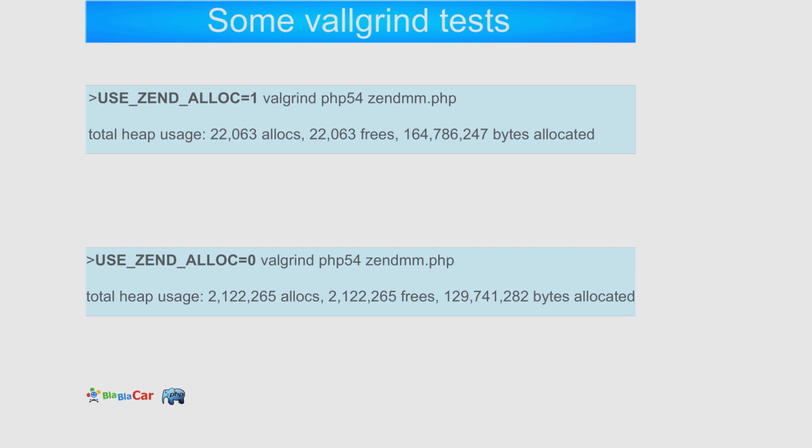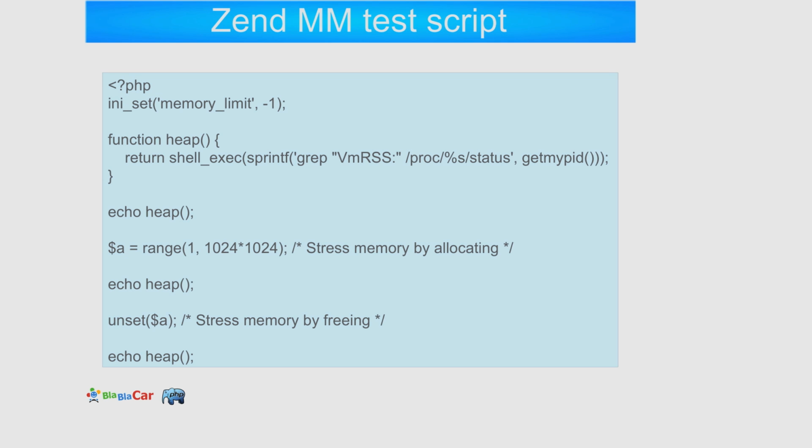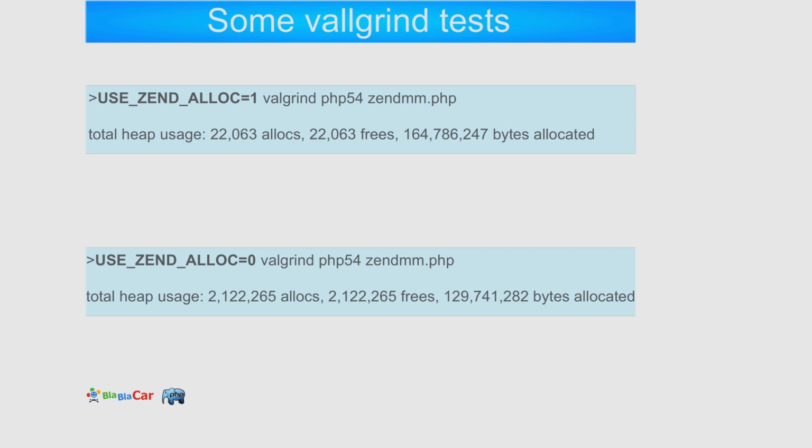Let's use Valgrind, just one L, not two L's. So using Zend Memory Manager, we can see the script we saw just before. Here it is, to recall to you. So creating a very, very big array. Using Zend Memory Manager, it triggers about 22,063 allocations, and you have about 2 million allocations not using Zend Memory Manager.